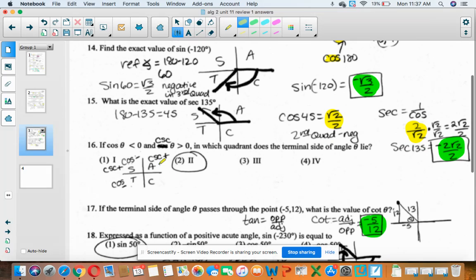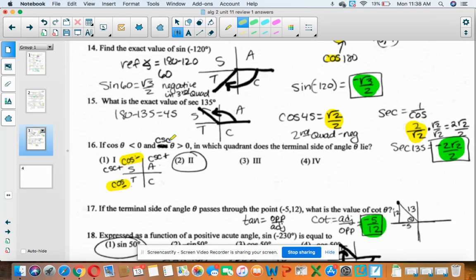Number 16, I want to know where cosine is going to be negative, because less than 0, and where cosecant is going to be positive. So cosine is negative in the third quadrant right here and in the second quadrant. So right here, I'll highlight those for you. Cosine is negative in the second and third quadrant. It's positive in the first and the fourth.